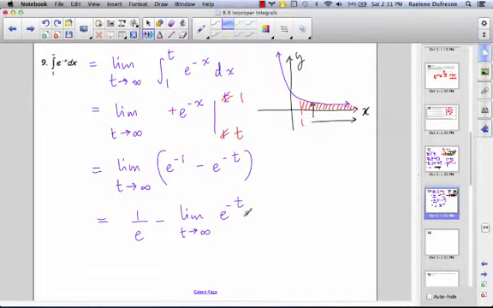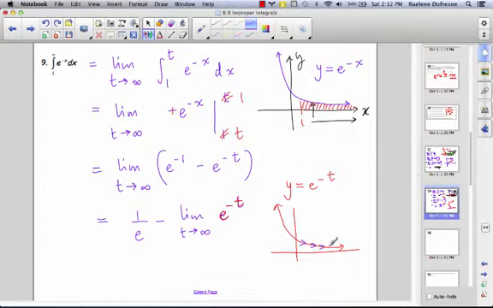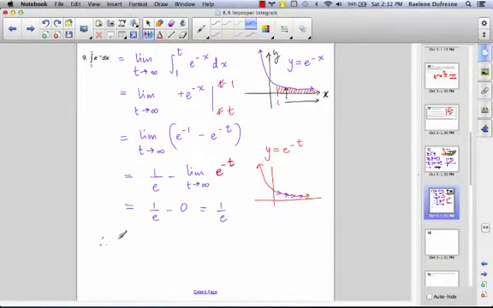And now I'm going to think of this graph in red. This graph was y equals e to the negative x, so it's actually the same graph. And on this function, as t approaches infinity, y approaches a height of 0. So this limit is equal to 0, and we end up getting a finite amount of area in the original red shaded. So we say that the integral converges, and we can simply say that the integral from 1 to infinity of e to the negative x dx is equal to 1 over e.